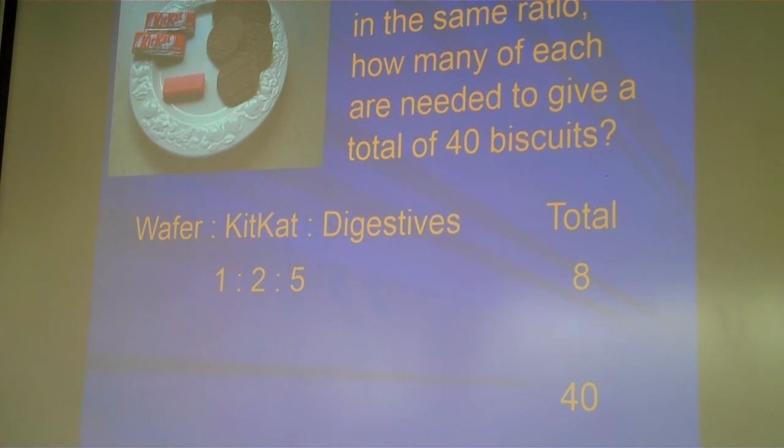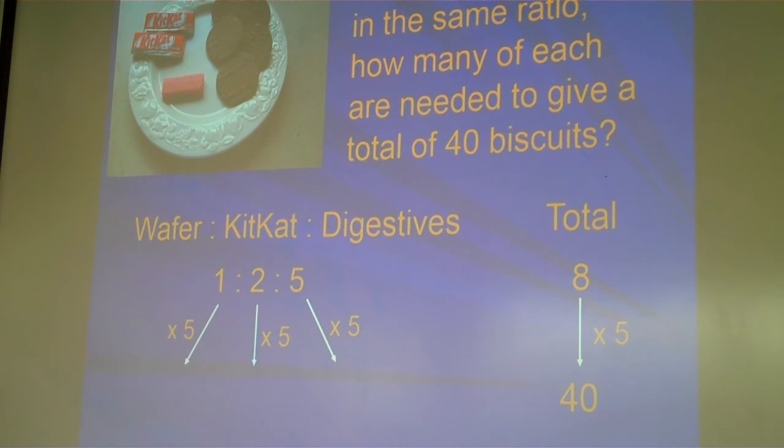Okay? But you need to be really careful in the question. Is it a total of 40? Because sometimes it might say to you, you've got 8 Kit Kat or you've got 15 digestives. So you need to make sure you're writing the number they've given you underneath the right number as you go along. Okay? So, to go from 8 to 40, we multiply by 5, and in the ratio, we do the same to all of them. So 1 by 5 is 5, 2 5s are 10, and 5 5s are 25.